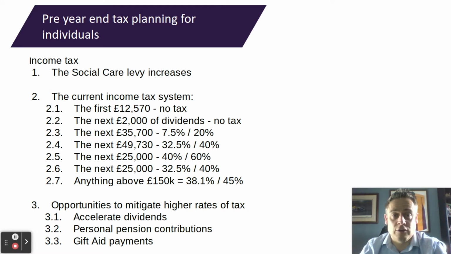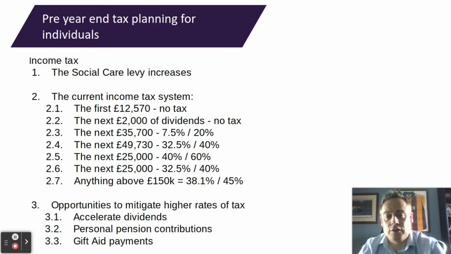If you're an employee, that's the bracket in which you are paying 20% income tax. Of course, you don't get the dividend allowance if you're an employee or paying yourself through PAYE, and therefore £37,700 of your income is taxed at 20%. The next £49,730 of income is taxed at 32.5%, or if you're an employee, PAYE earner, it's at 40%.